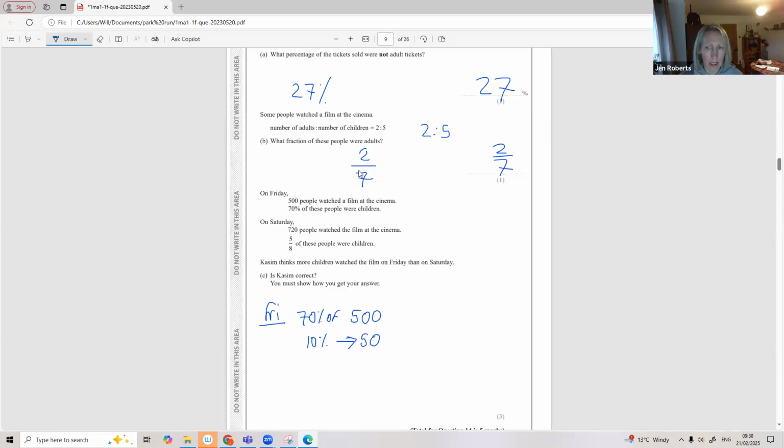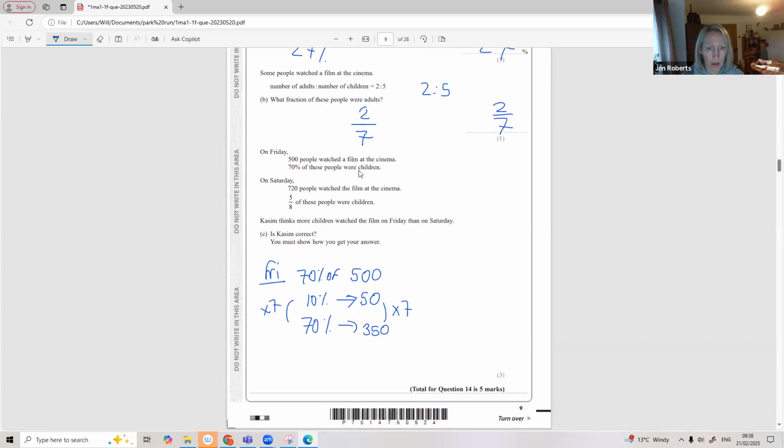Once you've got 10%, it's easier to get the other percentages. So let's get 70% next. Times by 7, times by 7. 7 times 5 is 35, and stick a 0 at the end. So that was for Friday. 350 children watched the film on Friday.